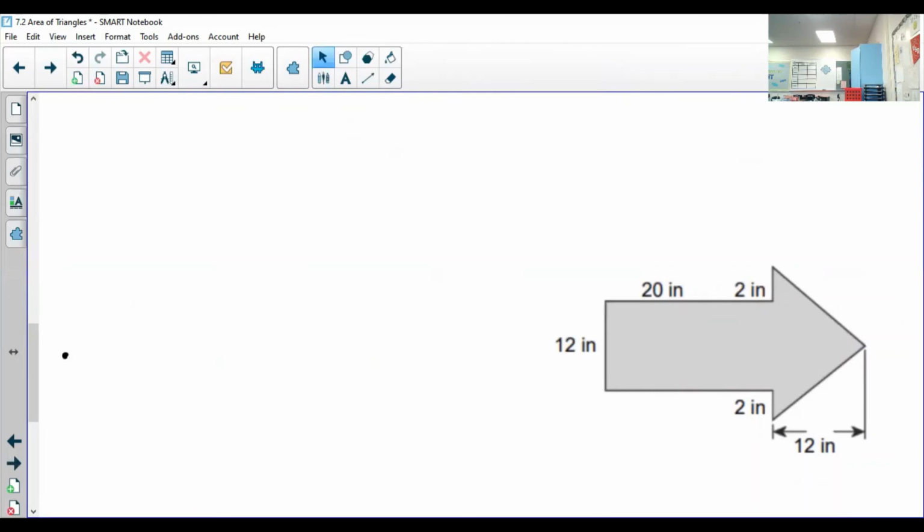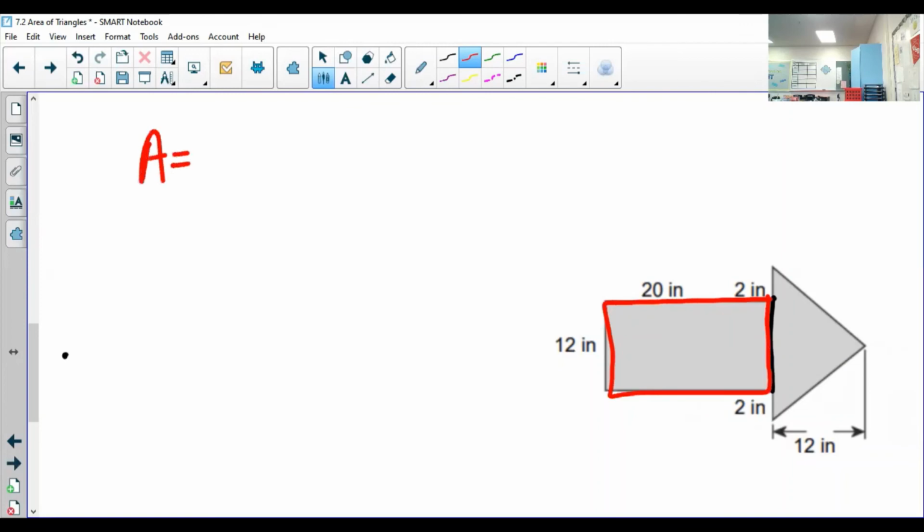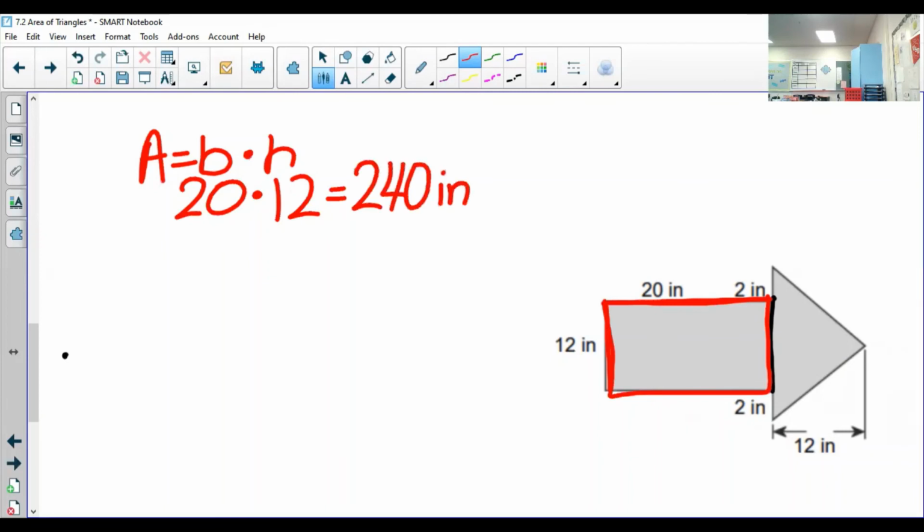And here's where I would draw my line, right here, right? Does everyone see the rectangle right here? Let's do that first. Area equals base times height. My base is 20, and my height is 12. 20 times 12 is going to be 240 inches squared.